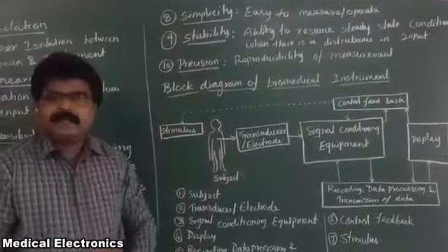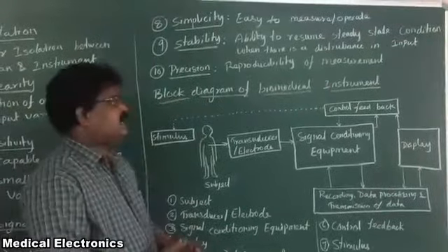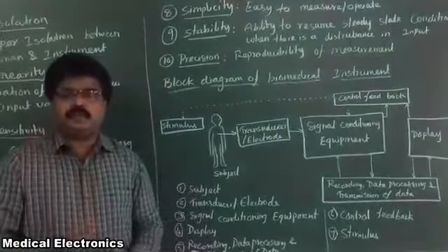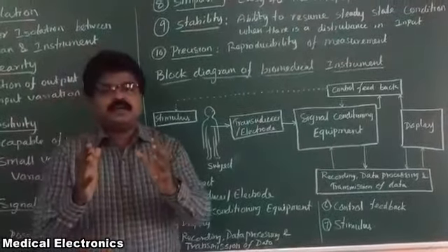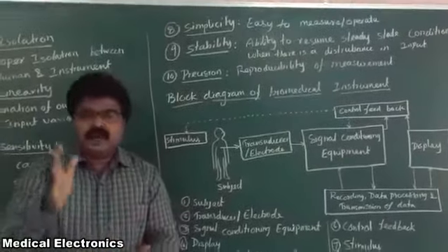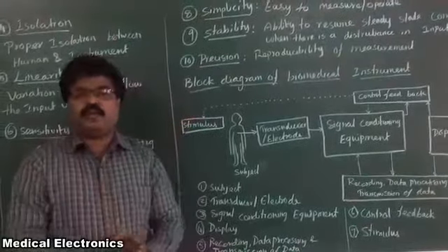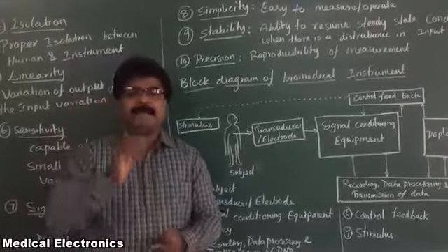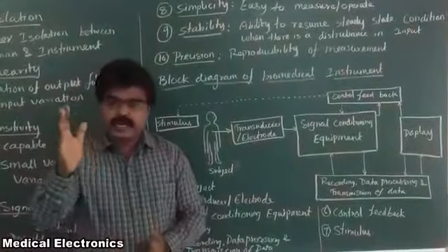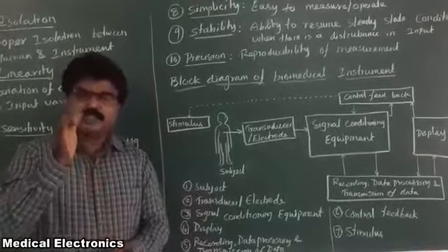Next one is stability. What do we mean by stability? Stability means the ability to assume a steady state condition when there is a disturbance in the input. For example, if there is a disturbance in the input, the instrument must quickly settle to the steady state value. Otherwise, it will oscillate continuously and take a longer time to settle to a steady state value. That means if there is any sudden variation in the input, the instrument quickly settles to a particular value. That's called stability. The biomedical instrument must have very good stability.